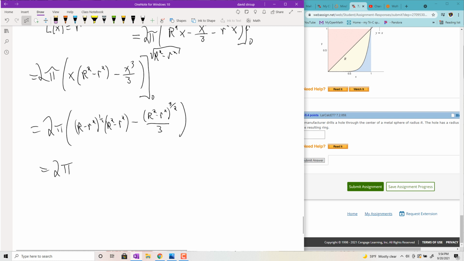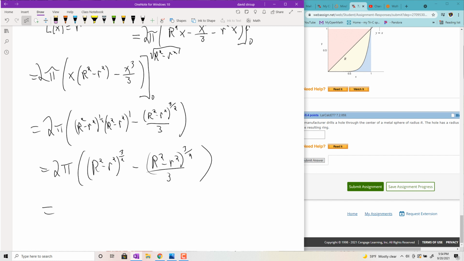So this will be 2 pi times big R squared, let's just square there, minus little r squared. You can add the exponents on these two terms. They're both like terms, the same base, so you just add the exponents. 1/2 plus 1 is 3/2. And then minus big R squared minus little r squared to the 3/2 all over 3.